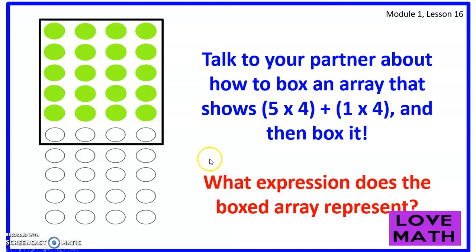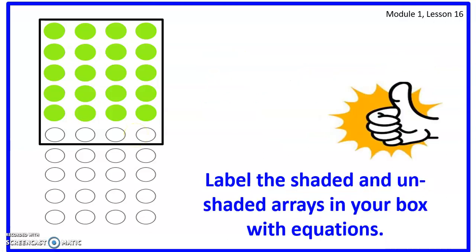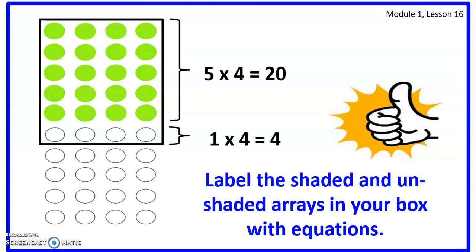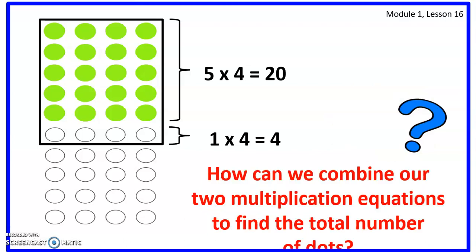This is how many rows? 1, 2, 3, 4, 5, 6. Which is 6 times 4. Right? Now label the shaded and unshaded area of your box with the equation. It's 5 times 4 plus 1 times 4, which is 6 times 4, which equals 20 plus 4, which is 24. As 6 times 4 is also equal to 24.